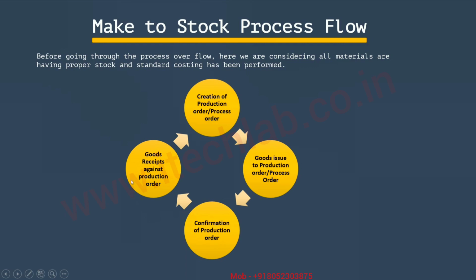The next step is goods receipt against the production order. So we have created the production order, we have used our raw material to create a finished good or semi-finished product, then we have included the extra costs. Then we are going to receive our finished good. Once we receive our finished good, the stock of the finished good material increases. So whenever a sales order comes, you just deliver the goods from our finished product. So this is make to stock.